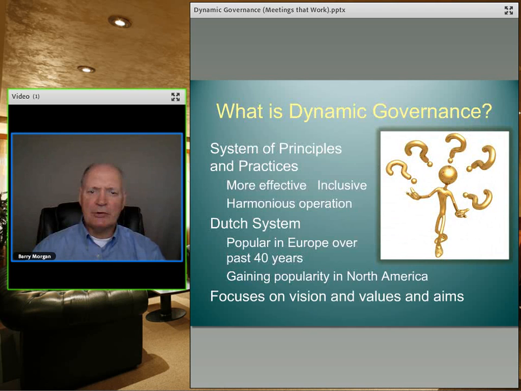Well, it's a system of principles and practices that have been proven to be more effective, inclusive, and provide a harmonious operation. Harmonious probably because they involve everybody in the organization in the decision-making process. The system isn't new. It was developed in the Netherlands approximately 40 years ago and has grown in popularity in Europe over the last 40 years. It's now gaining popularity in North America probably because it focuses on vision and value and aims, and certainly for the highly competitive business world today, that focus is critical.